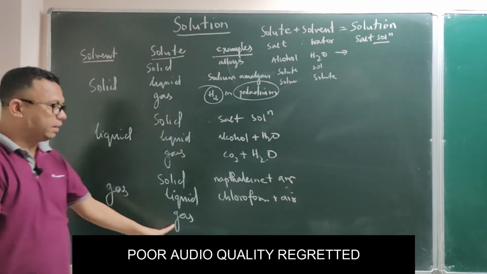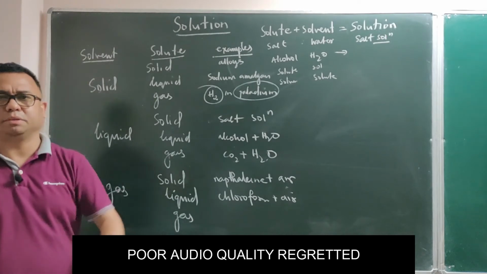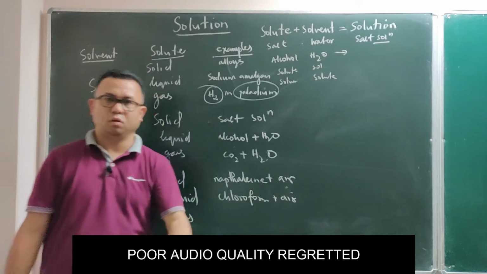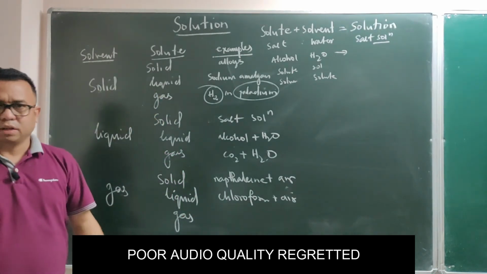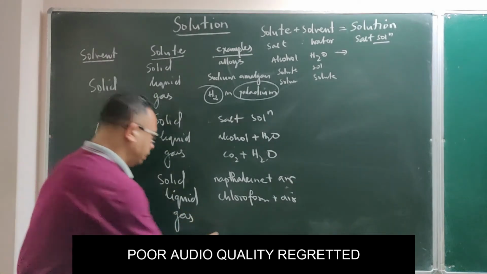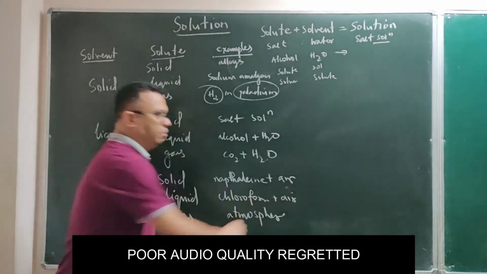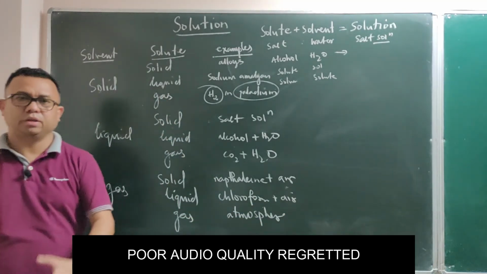And finally, a gas in a gas. When you mix two gases together, it gives you a gas and gas mixture. Our atmosphere itself is a mixture of many gases: nitrogen, oxygen, carbon dioxide, and many others. So you can say the atmosphere is an example. Or you can mix any two gases, for example carbon dioxide and oxygen, or nitrogen and oxygen.